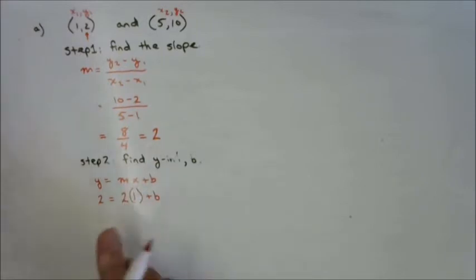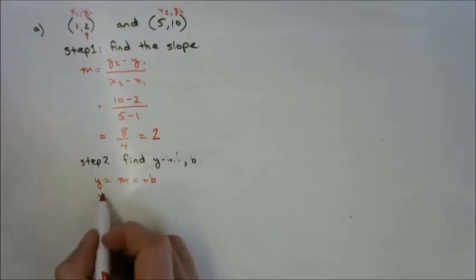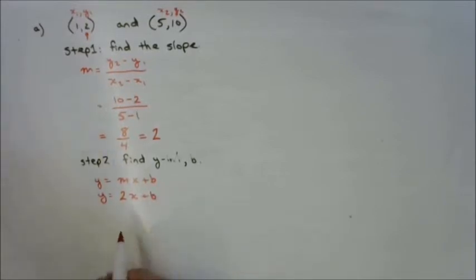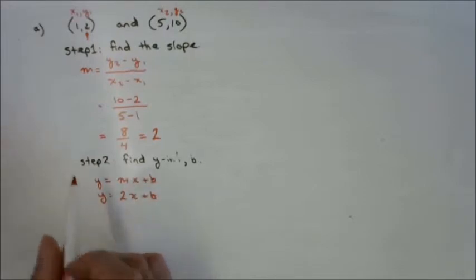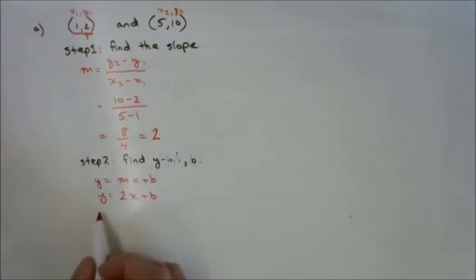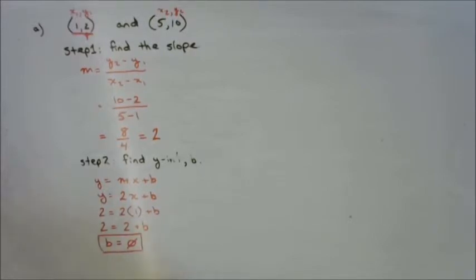So when I'm in my equation, I have slope, but I don't know b, I know for sure that when x is 1, y will be 2. It says so right there. Whenever x is 1, y will be 2. So then I can sub those things in. Now I can solve for b. 2 times 1 is 2. Subtract 2 from both sides. B equals 0. Which is just as important.